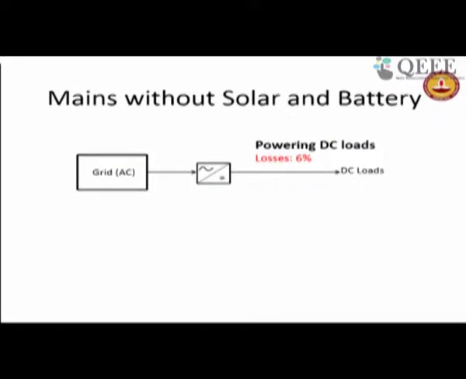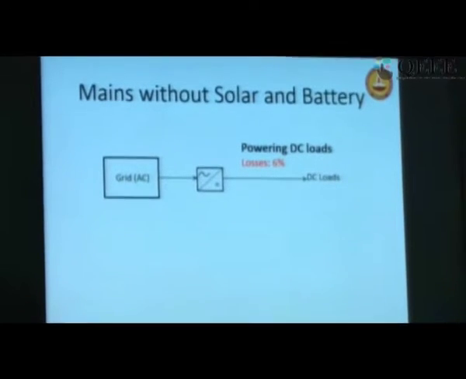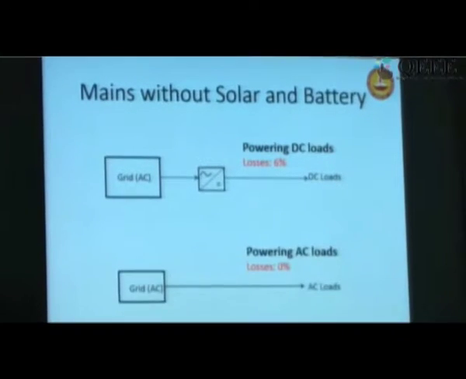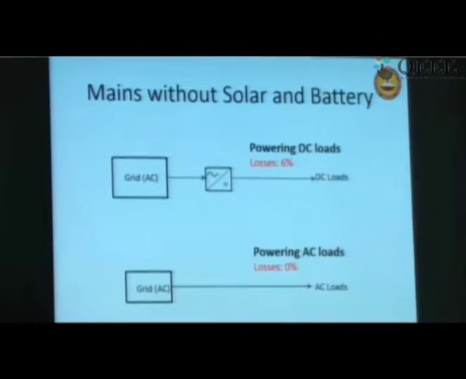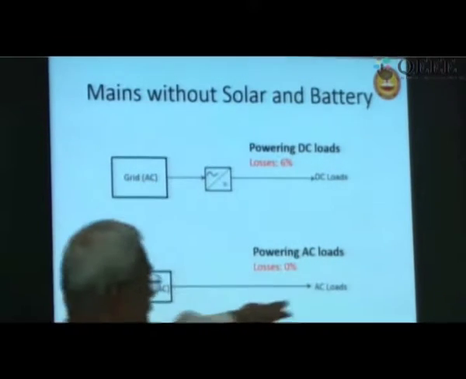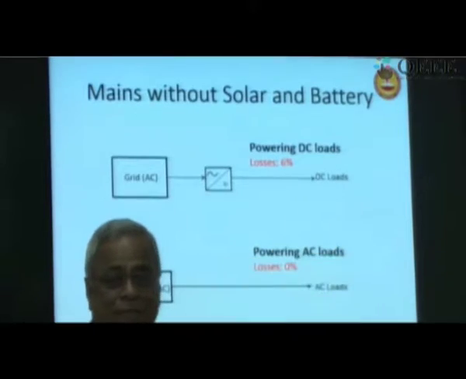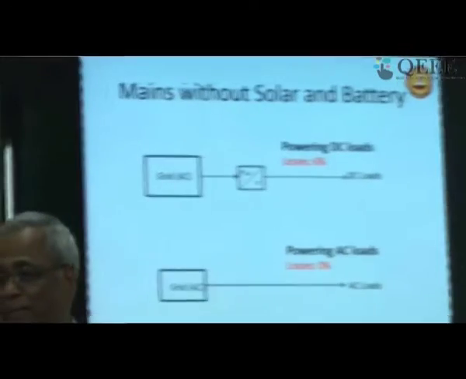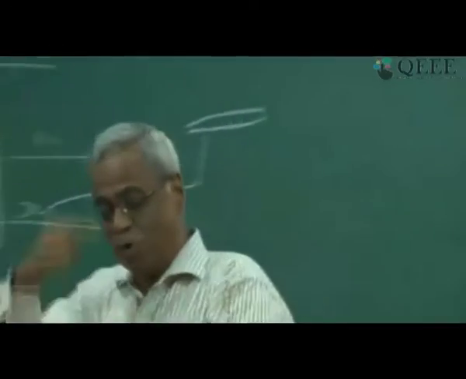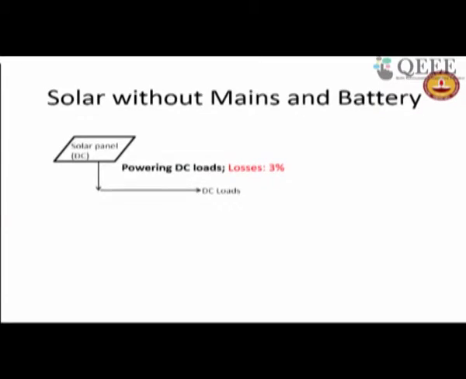Now what are the losses? If I take grid power and connect to a DC load, I'll get typically about 6% loss. If on the other hand I take grid AC and connect to AC load, I get 0% loss. So here is one thing that I have as an advantage. This is like AC power directly. So I get 0 and 6%. But if I take solar panel and connect it directly to DC load, I get 3%.